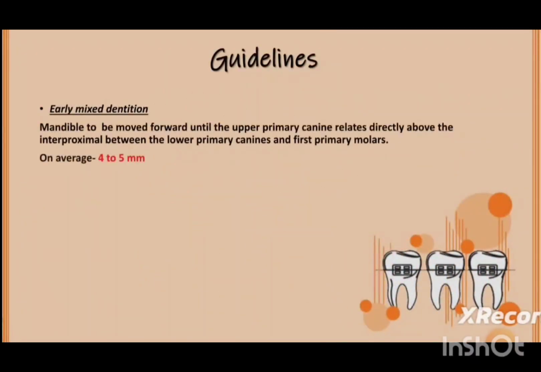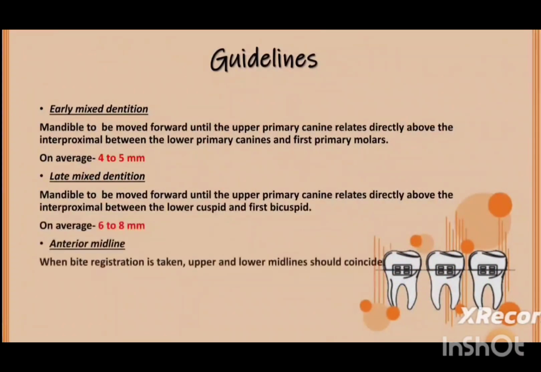Now let's talk about the guidelines. When these bite registrations are recorded in early mixed dentition cases, the mandible is to be moved forward until the upper canine relates directly above the interproximal between lower primary canines and the first primary molars. On average, this is 4 to 5 mm. In late mixed dentition period, the mandible is to be moved forward until the upper primary canine relates directly above the interproximal between lower cuspid and first bicuspid. On average, it is 6 to 8 millimeters.